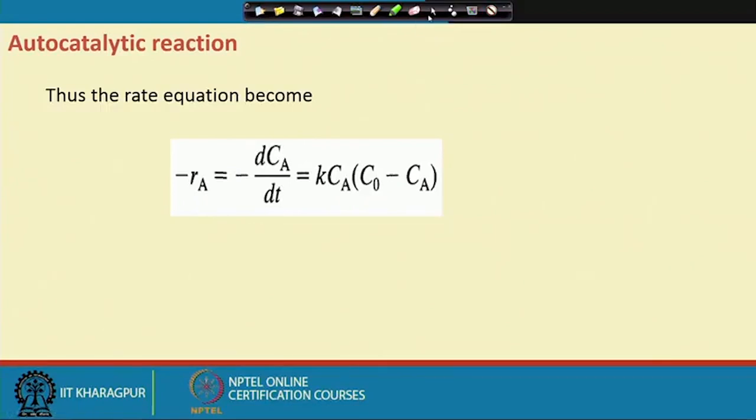So, in conclusion, in reaction kinetics, whatever reactions we have can broadly be classified into two ways. One is called homogeneous reaction, another is called heterogeneous reaction. Homogeneous reaction is where the reaction takes place in one particular phase. We have three phases: gas phase, liquid phase, and solid phase. Mostly in a homogeneous reaction, the reaction takes place in either the gas phase or the liquid phase.